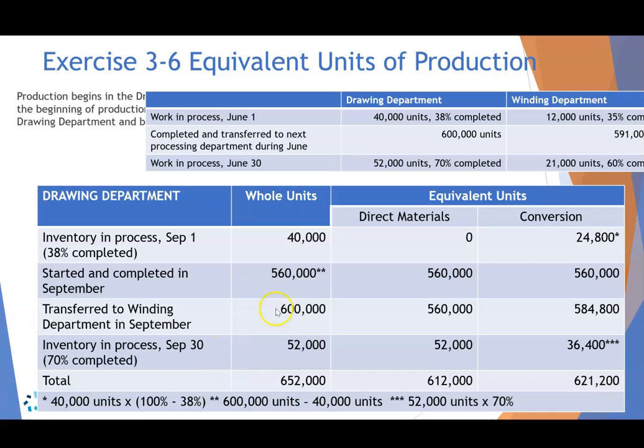So we've got 652,000 units we account for in this department. The equivalent units for direct materials would be the 560,000 units plus the 52,000 units in ending work in process, or 612,000 units in terms of direct materials. In terms of conversion, it would be the 24,800 plus the 560,000 plus the 36,400, which is 621,200.